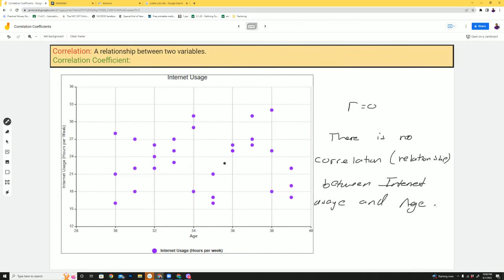Now, let's take a look at another one. Here, we have no correlation. All the dots are all over the place. What this is saying is that there's no correlation between internet usage and age. Think about these while you guys are working on your next questions. And tomorrow, again, we're going to look at how we can directly calculate the correlation coefficient.